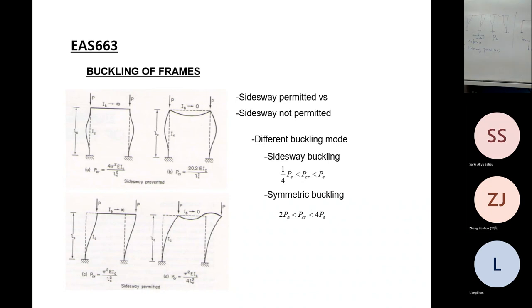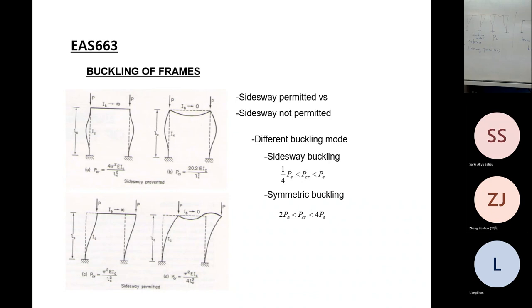So now, how do we get this? How do we know this is more than this, less than this? And how do you know this is more than this, less than that? Okay. So here, it shows how we get that range. In order to get this, let me start with side sway buckling. In order to get the lower range, we assume that this beam here has rigidity approaching zero. Very, very thin, very, very shallow, very, very small beam, approaching zero.